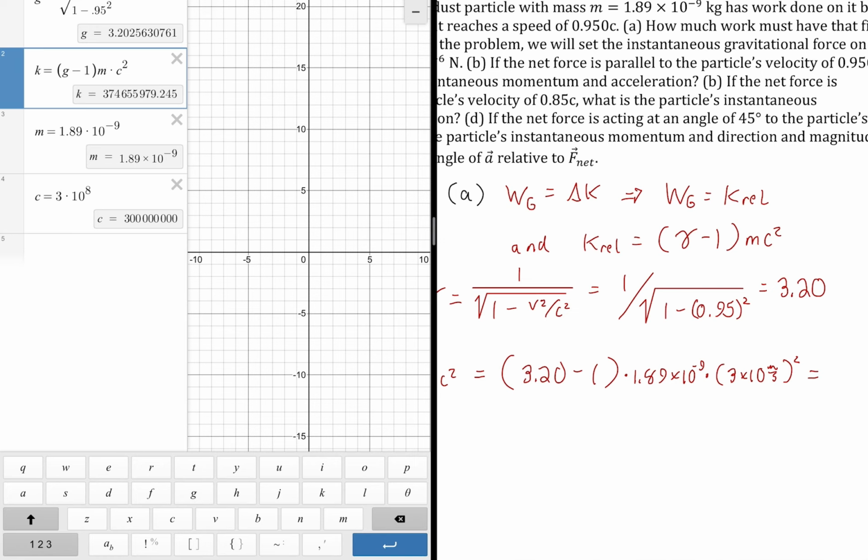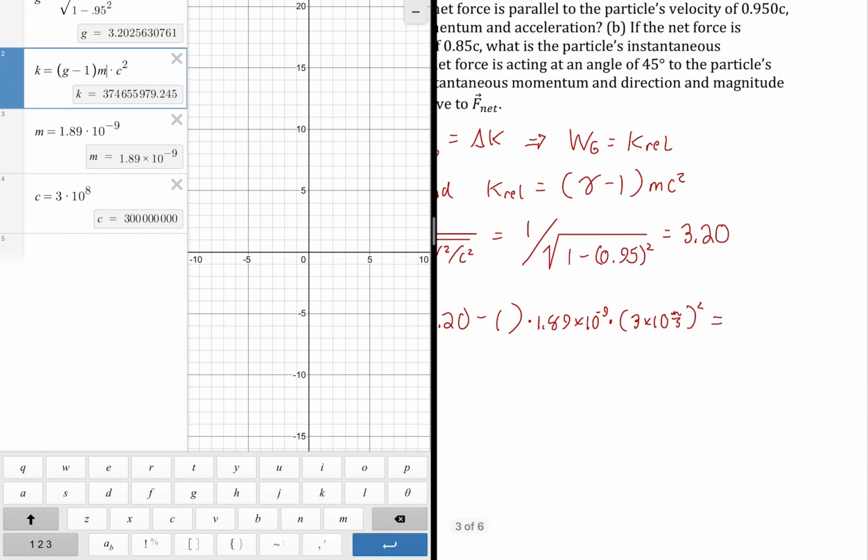So our energy is, it's not that small, I guess. 3.2, yeah, I guess because it's fairly massive. We're not talking about the kinetic energy of an electron or something. It's a fairly massive particle, many orders of magnitude larger. So we have a significant amount of joules here.